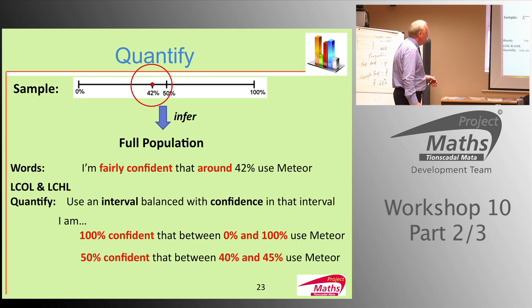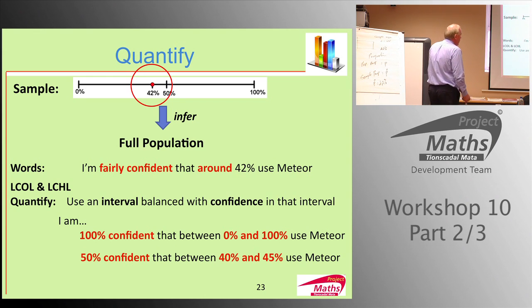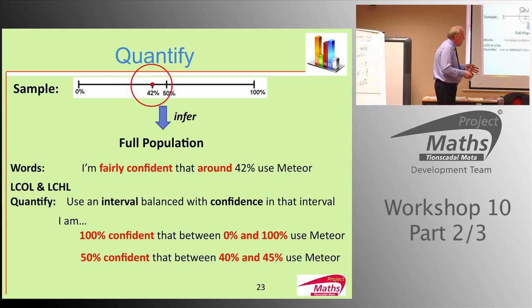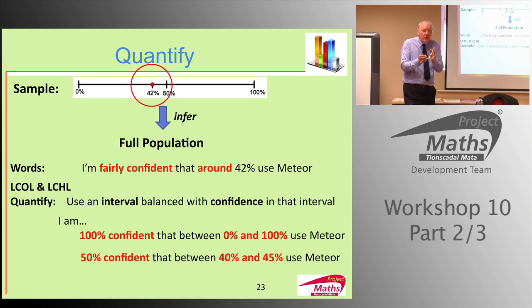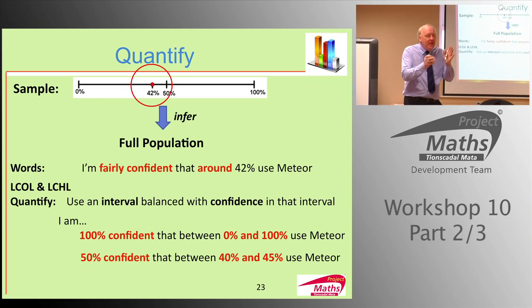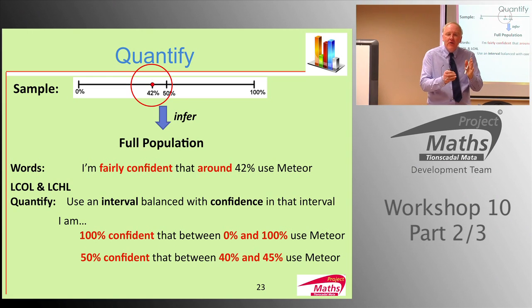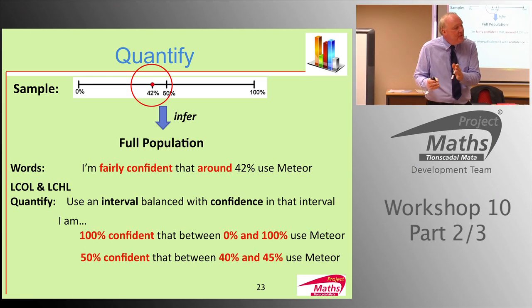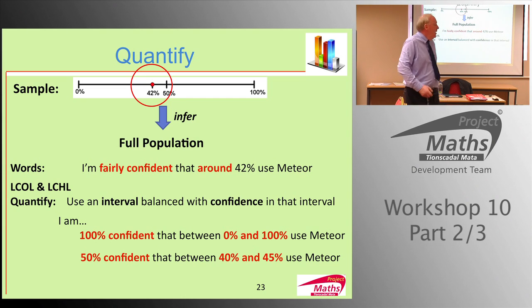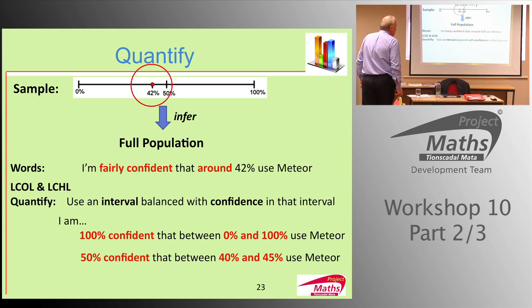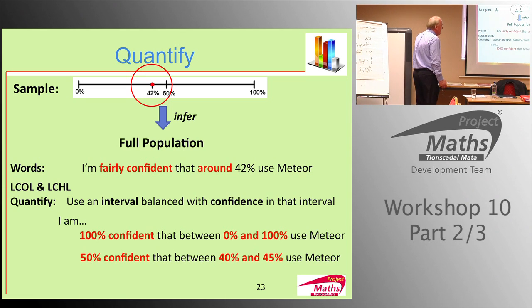Now, leaving cert, ordinary level and higher level, we need to quantify that. So we need to use some sort of an interval balanced with confidence in that interval. In other words, we need to put a number on it. So we're going from the possible to the probable. Does that make sense? Okay, so I'm going to use an interval balanced with confidence in that interval.